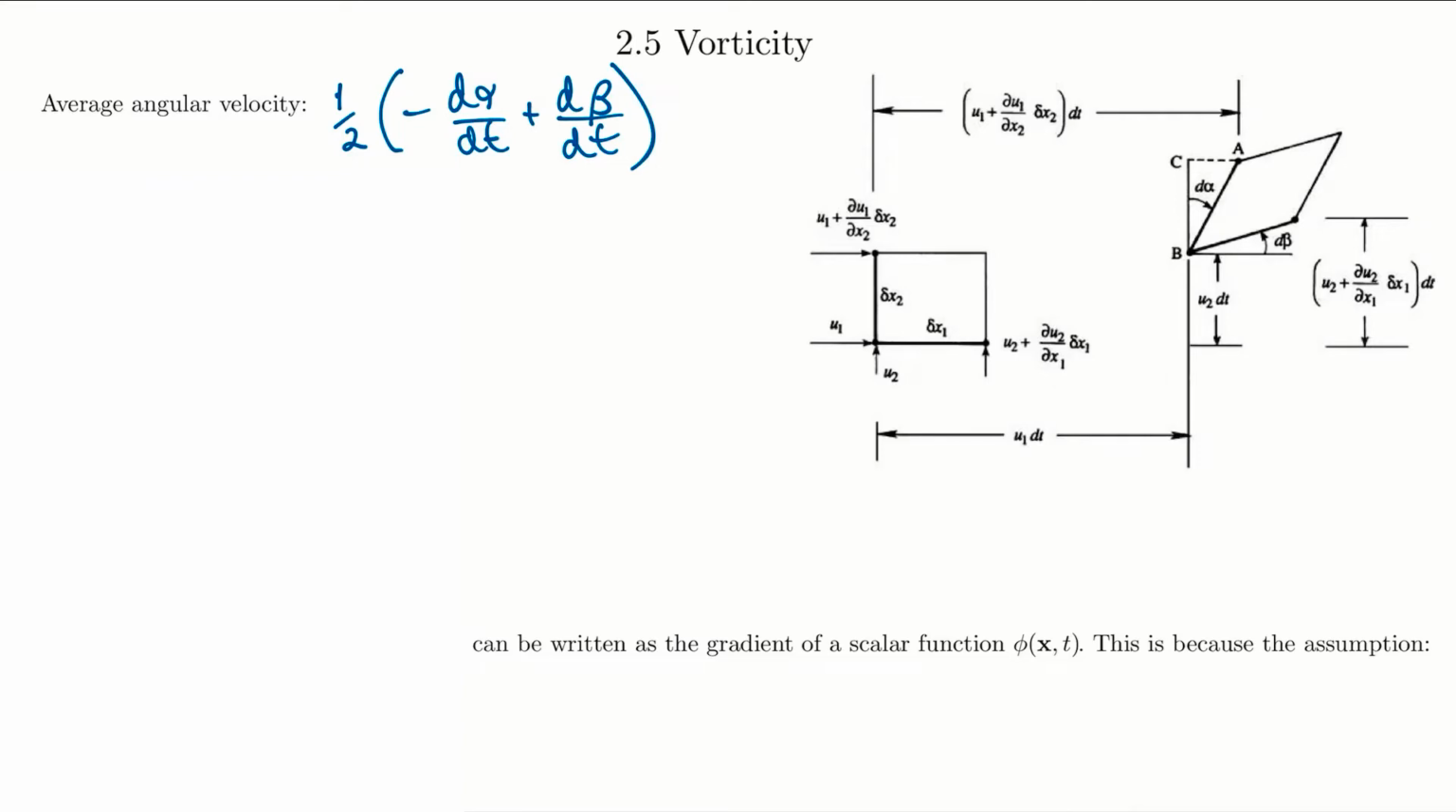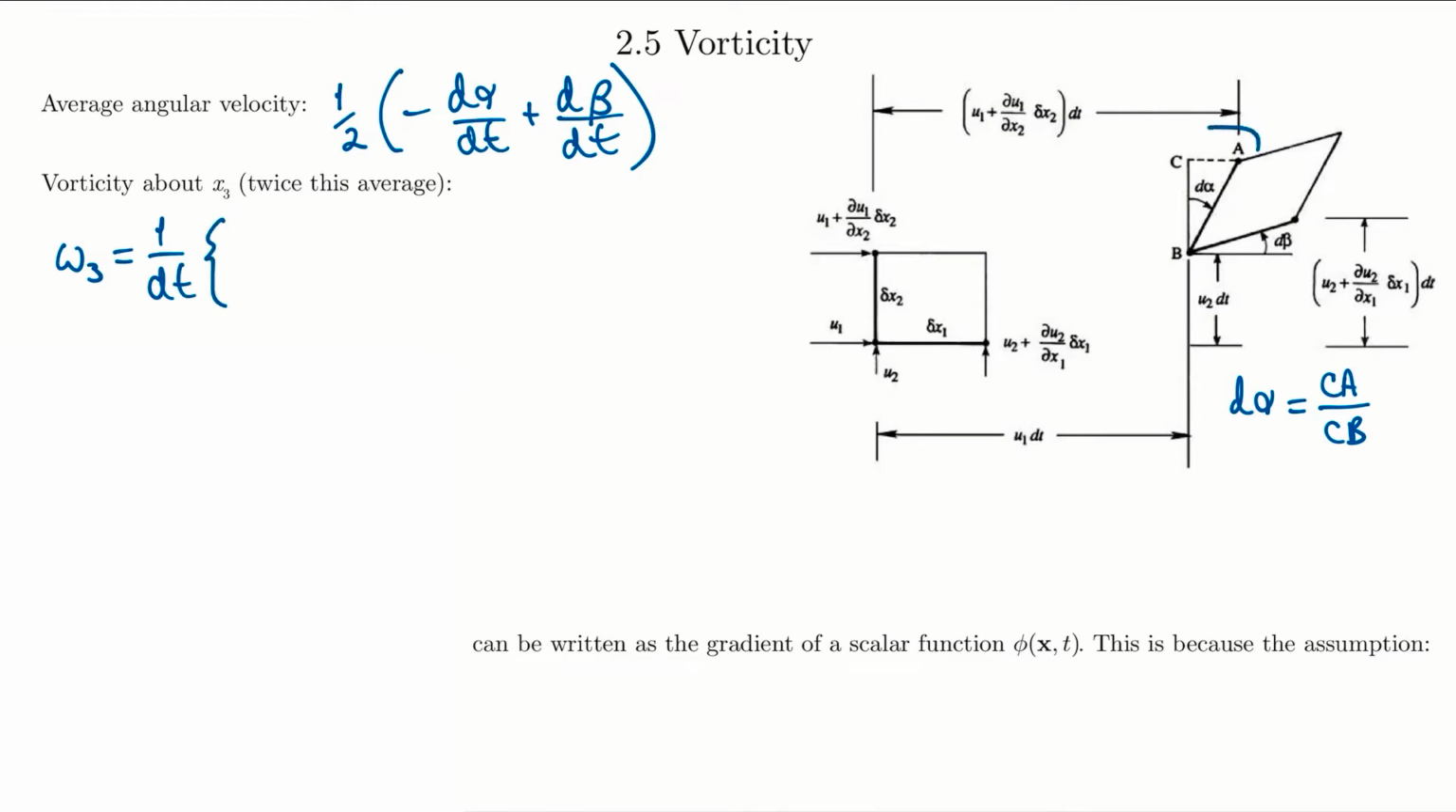Now, to write everything out explicitly, I'll remind you that this d alpha element, because of the small angle theorem, is equal to CA over CB, because the angle is also equal to the sine for small angles. So when I take the vorticity, I double this average and write that as omega. Doubling it gets rid of the half. Then everything is 1 over dt from that expression. I simplify it the same way we did for the shear strain rate, where this CA is this one, subtract this one, so we're left with just this part here.